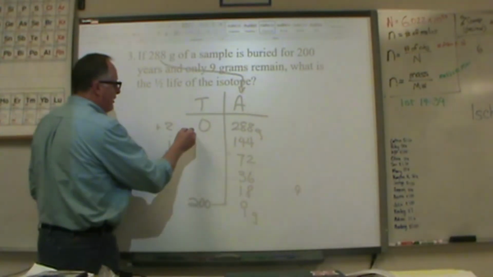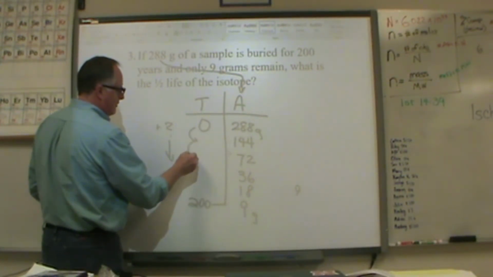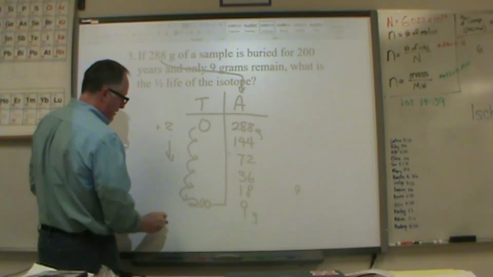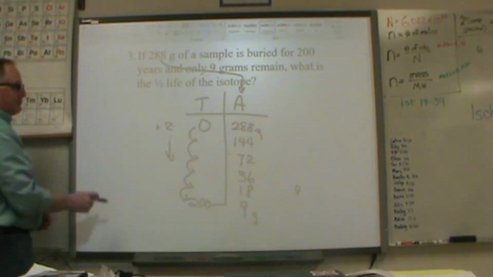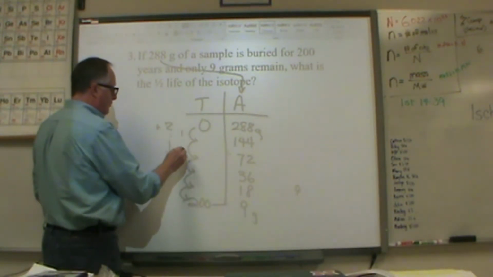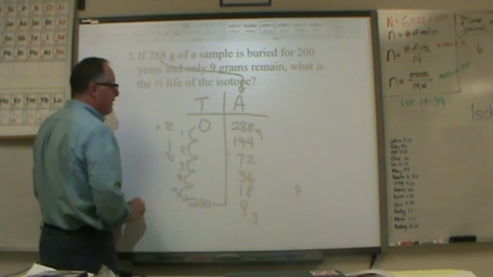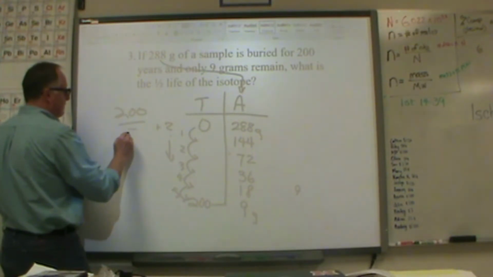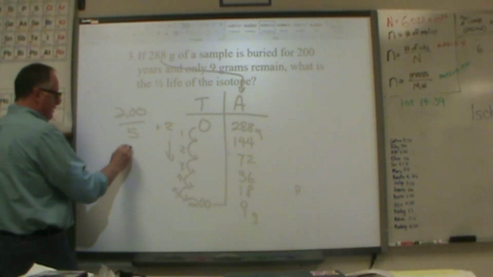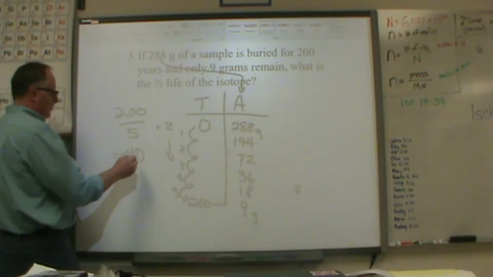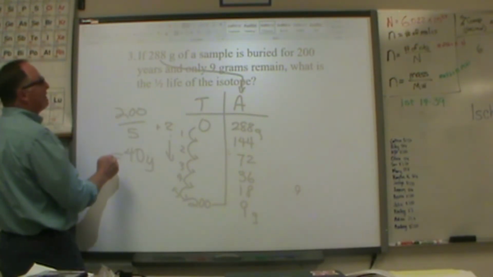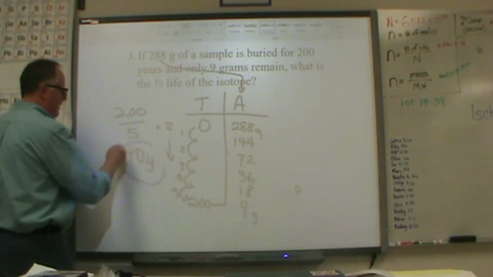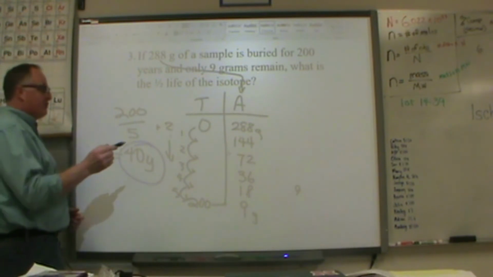So now to get there, I had to do 1, 2, 3, 4, 5 divisions, 5 drops down. So I'm going to take 200 divided by 5, and that's going to give me 40. So 40 years, it is years, will be my half-life. That's my answer.